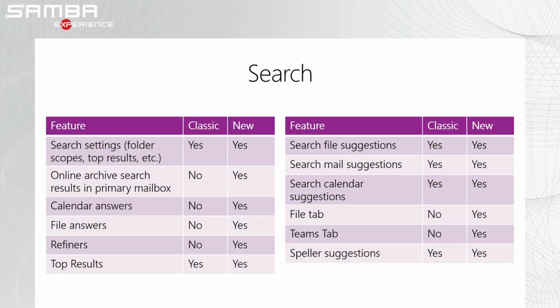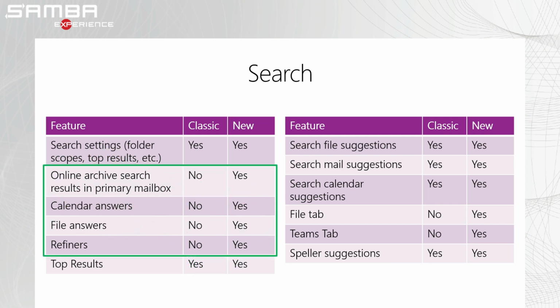Search. I would say it's more advanced in new Outlook. It has more granularity with answers for calendar and files with refiners. It also has separate tabs for files and team search. And you can search online archive with new Outlook. This is an interesting new feature.